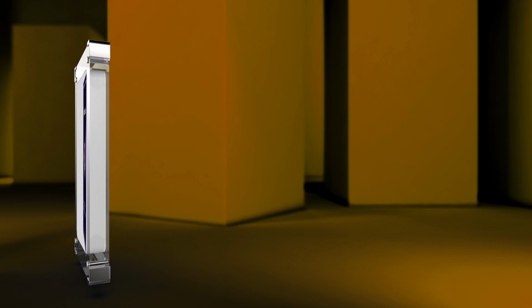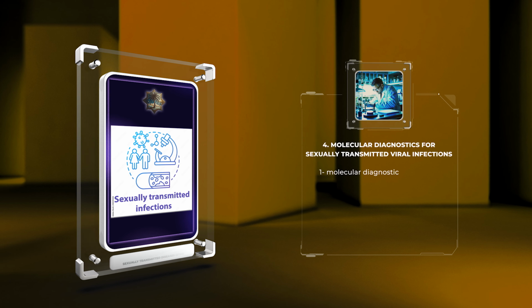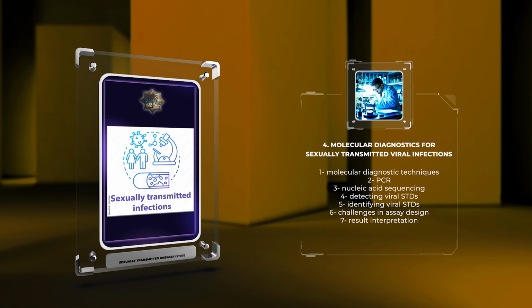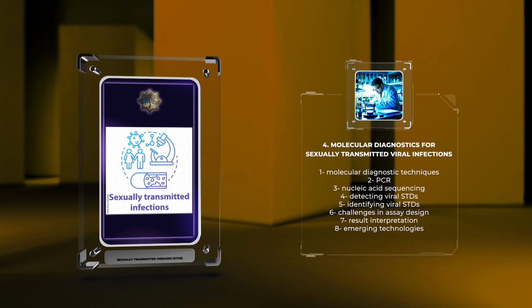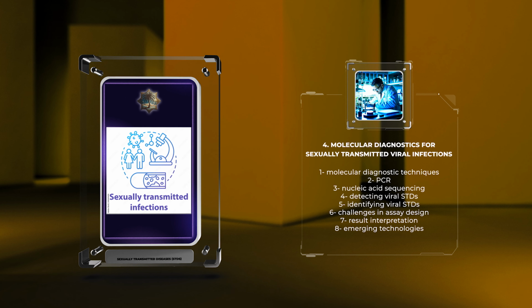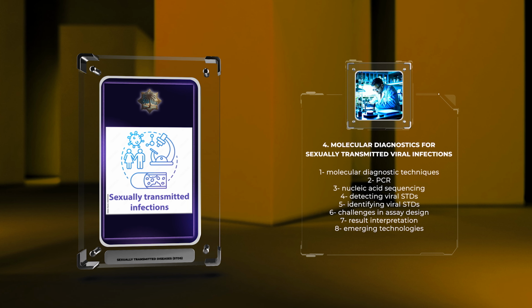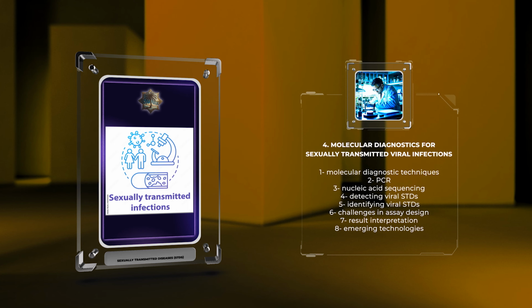In this section, we will discuss the use of molecular diagnostic techniques, such as PCR and nucleic acid sequencing, for detecting and identifying viral STDs. We will explore the challenges in assay design, result interpretation, and emerging technologies in this area.